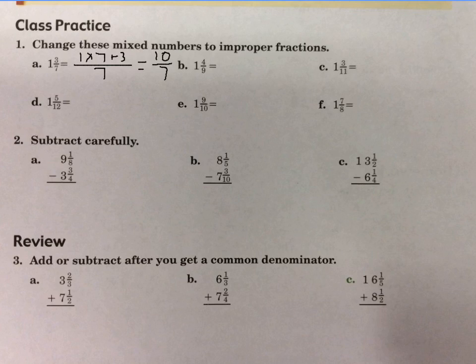10 sevenths. Okay, B, we'll draw it out the same way, a long line, equal sign, and then a fraction. We'll go 1 times 9 plus 4. We do 1 times the bottom number. So 1 times 9, and then plus whatever's on top, 4. 1 times 9 is 9, plus 4 more would be 13. And then the 9 we just move over. 13 ninths.